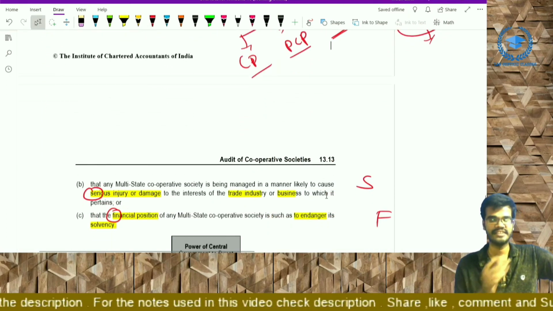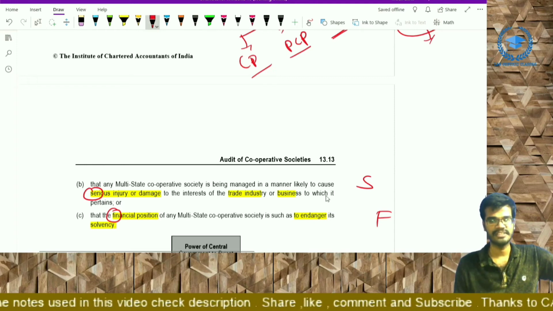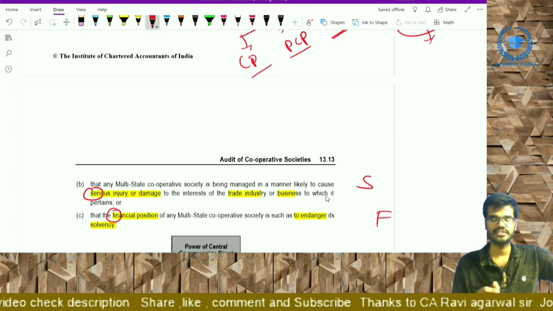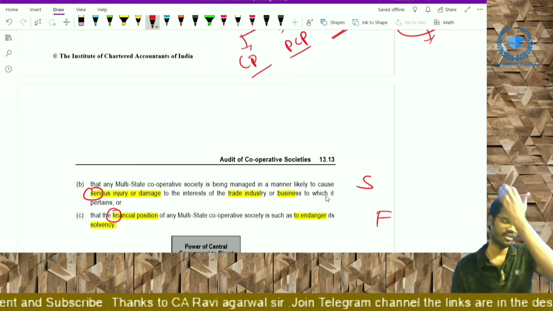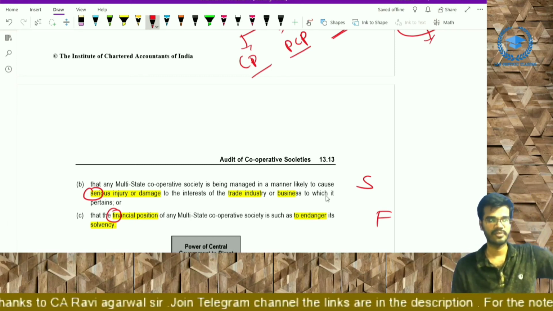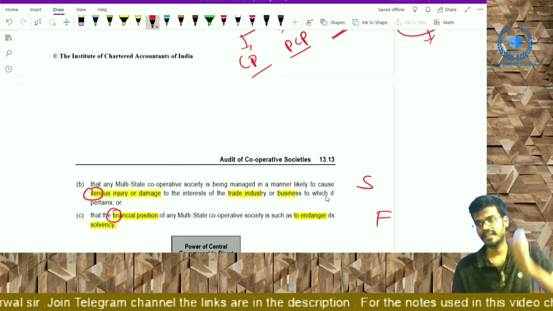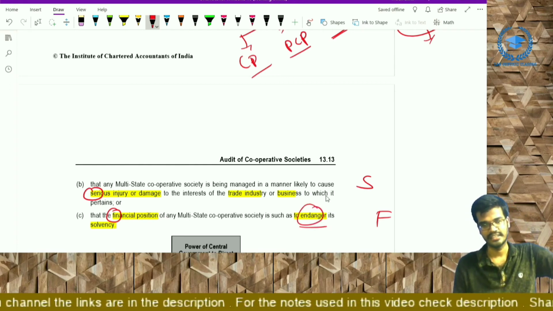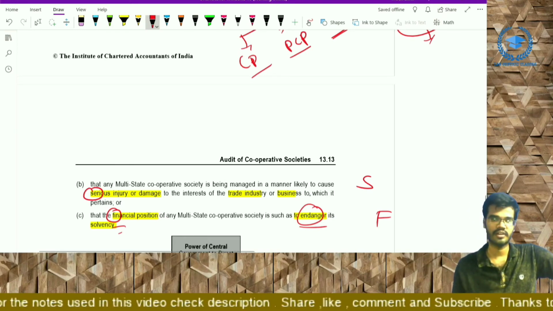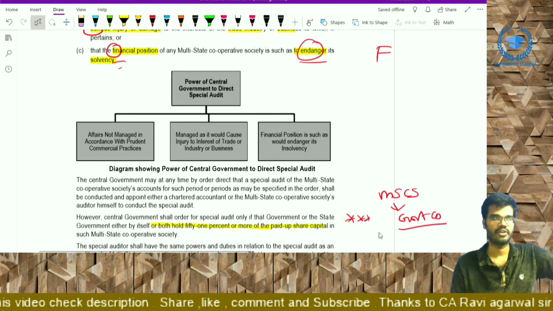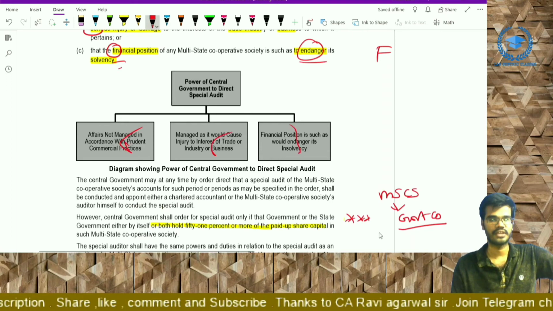And the next one is S, serious injury. Where the multi-state cooperative society is being managed in a manner likely to cause serious injury to what? Serious injury to the trade and commerce of the business. Then the central government can order a special audit. The third point is the financial position of the multi-state cooperative endangers its solvency. Means it is in danger. It may go for insolvency. Then the central government can order a special audit, right? The following has been mentioned in the form of a flow chart, the same points.